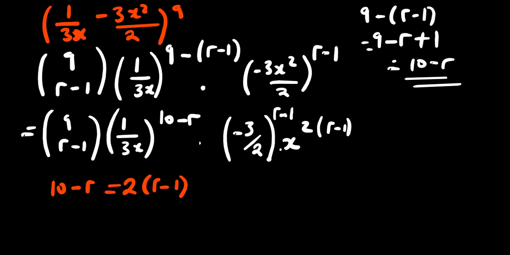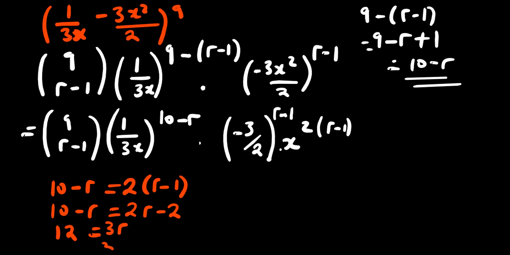Now when I distribute the 2, it's going to be 2r minus 2. Now when I solve that, when I take the negative 2 to the other side, it becomes positive, and it's going to add with the 10, and it will give me 12. Now when I take the negative r to the other side, it becomes positive r, and positive r plus the 2r on the other side is going to give me a 3r.